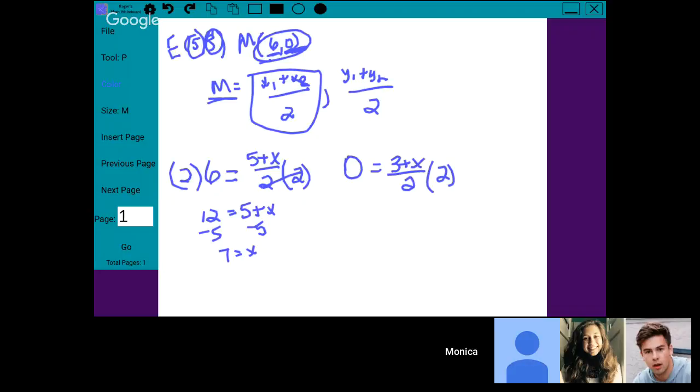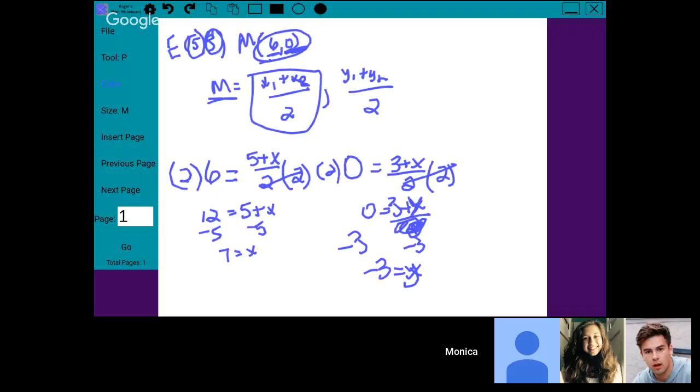So now we multiply both sides by 2. That cancels out. 2 times 0 is 0. So we get 0 equals 3 plus x. Oh, sorry, we already did the divided by 2. Now we have to subtract 3 from both sides, right, to get x by itself. So that's going to give us negative 3 equals y.